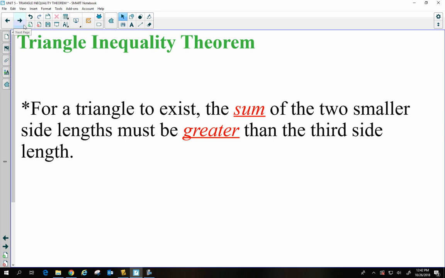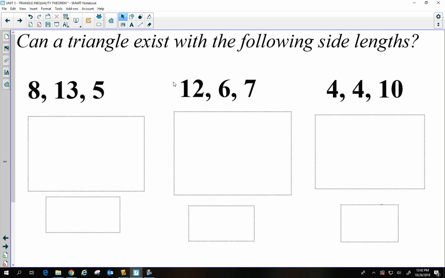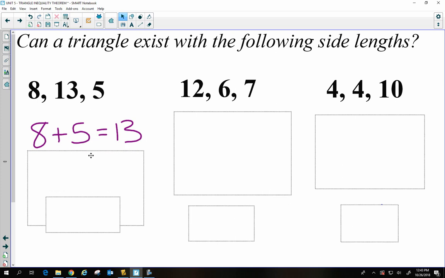Let's see an example. I've got a few sets of side lengths, and I want to know if I can build a triangle using sides with these lengths. So let's look at this first one here: 8, 13, and 5. In order to build a triangle using side lengths 8, 13, and 5, I need to add the two smaller sides together, 8 and 5. I get 13. And then I compare it to that big side, which was also 13.